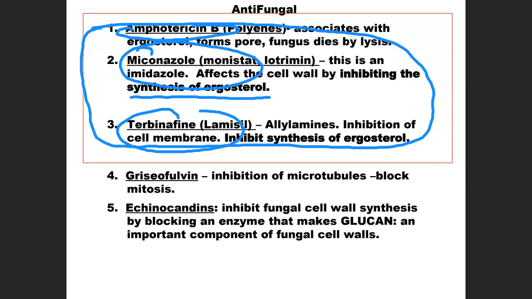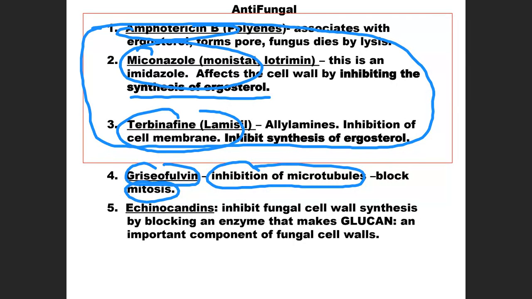Now, the other two antifungal agents that you see down there work completely differently. They are antifungal agents, but they work in a different way. Griseofulvin inhibits mitosis in fungal organisms. You might remember that in mitosis, you have to produce a mitotic spindle, which is made of microtubules that separate the chromosomes from each other. Griseofulvin prevents the mitotic spindle from forming. So no mitotic spindle, no separation of the chromosomes, no division.